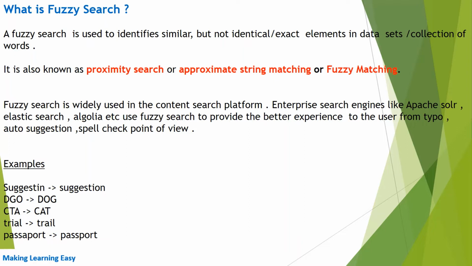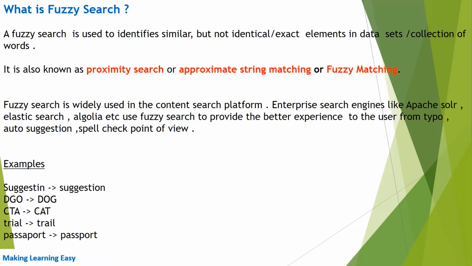Suppose on an e-commerce site or any search platform, you are searching SUGGESTIN, which is a typo for suggestion. Even though the user is typing the wrong spelling of suggestion, the application would give you the correct word suggestion. This kind of feature is implemented with the help of fuzzy search.